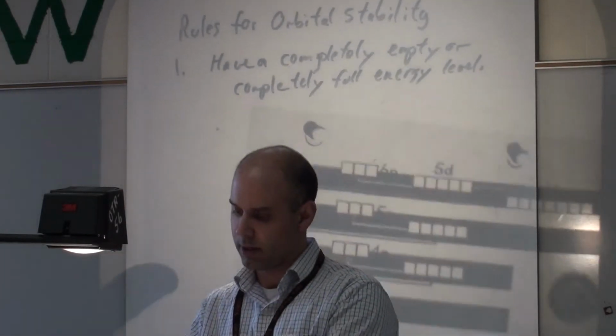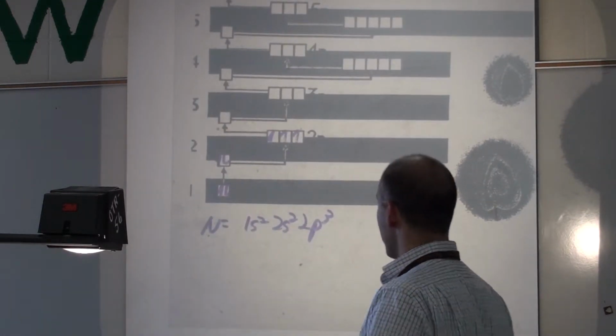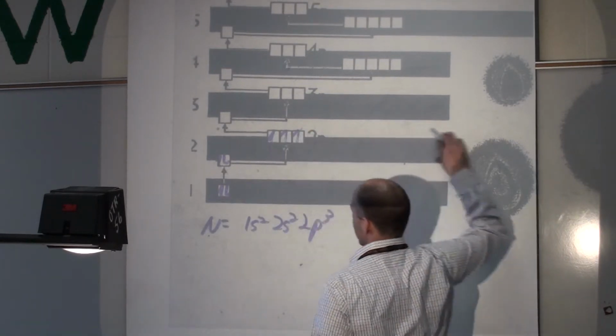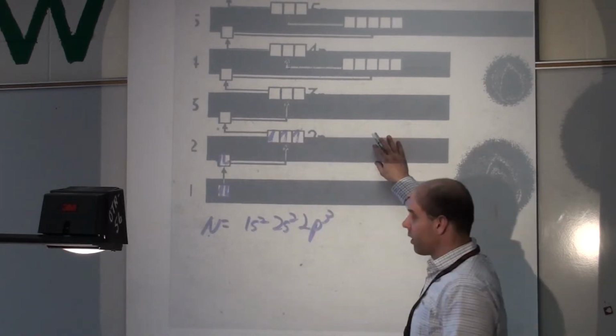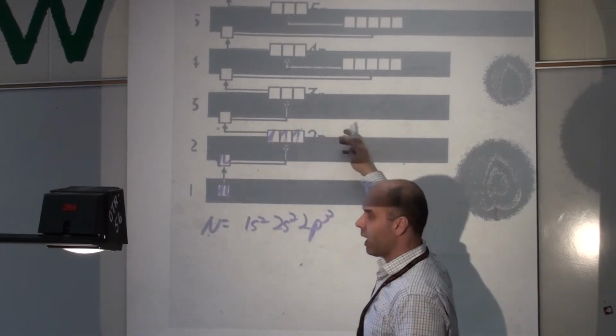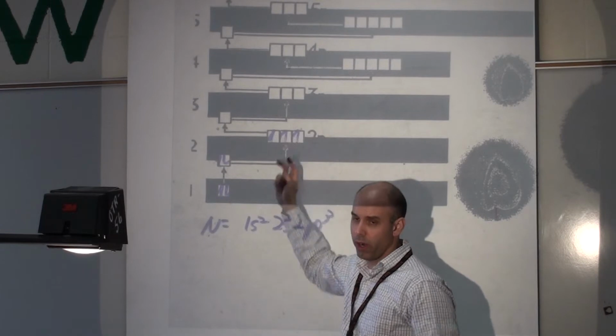Suppose we're looking at nitrogen. Nitrogen is 1s2, 2s2, 2p3. If I can gain 3 more electrons, I would have a completely full second energy level. So that would be awesome. So if I gained 3, I'd have a completely full second energy level. Or if I lost 5, I would have a completely empty second energy level.